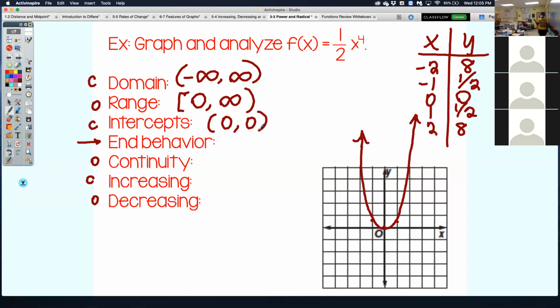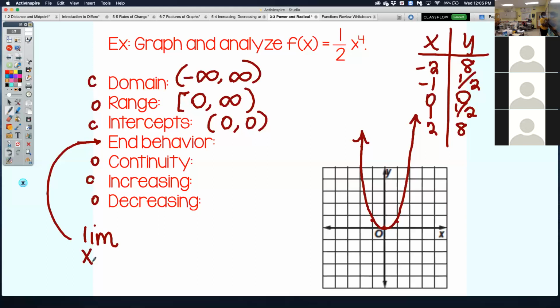It's the behavior of the ends. What is happening at the ends of the graph? So that means over here on the negative axis and over here on the positive x-axis. And end behavior is written in limit notation. Y'all remember when we did limits at the beginning of this unit? Okay, so end behavior is written in limit notation.